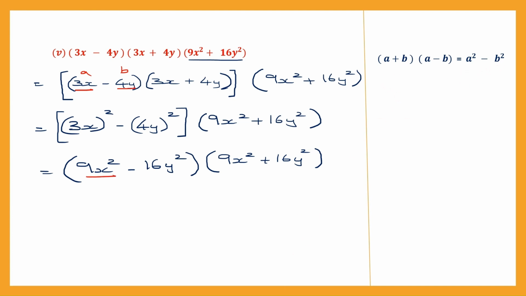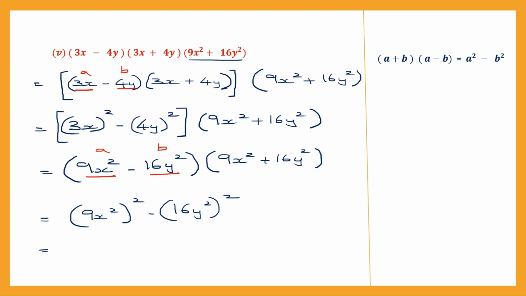So this is a and this is b. It's the same on both sides, as you can see. So we are writing this as a and this as b. Now a square means a is 9x square, the square of this, minus b square. B is 16y square, square of this.